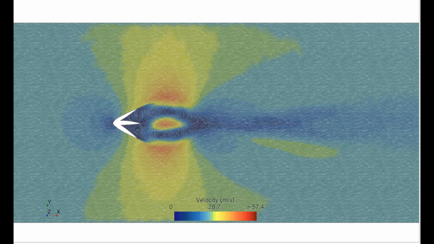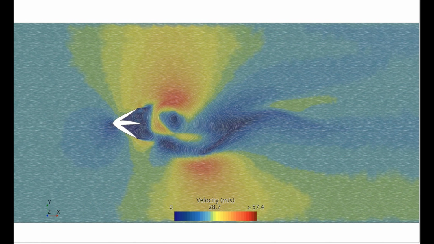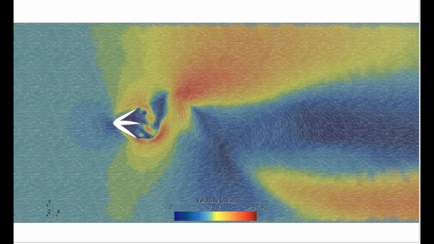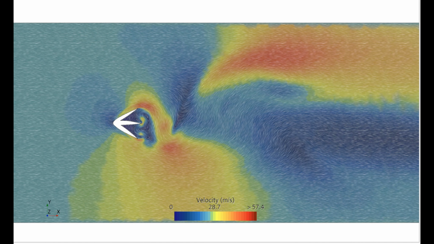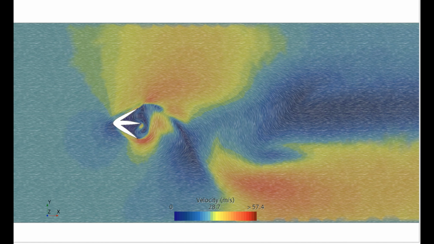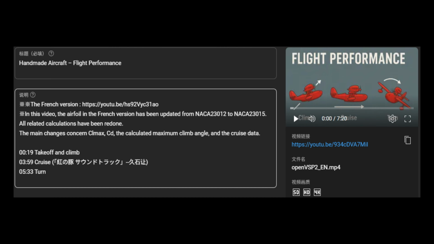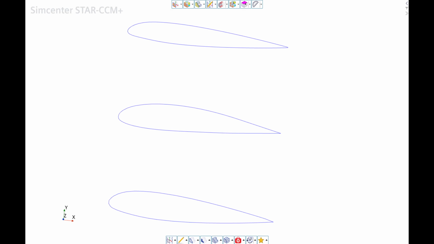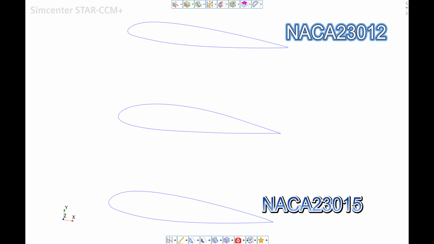Since most of the previous calculations were based on the NACA 23012, there were some issues with the stall margin. In the previous video, the calculations were redone by switching to the NACA 23015. In this video, we will compare the basic characteristics of three airfoils. The conclusion will determine which one will be used for subsequent fluid structure interaction simulations in order to evaluate aerodynamic loads and structural strength.